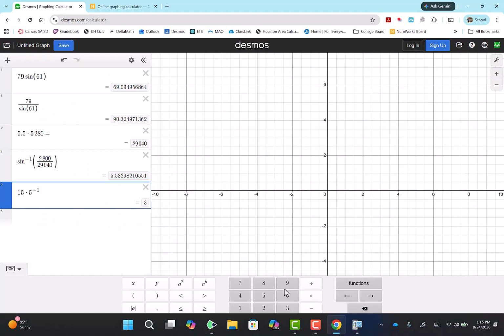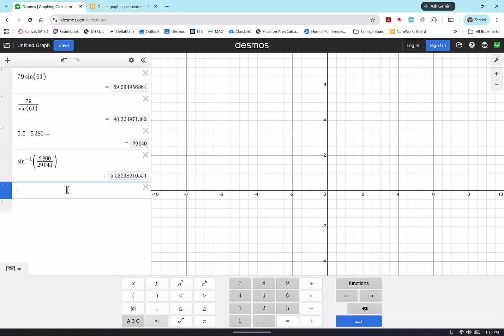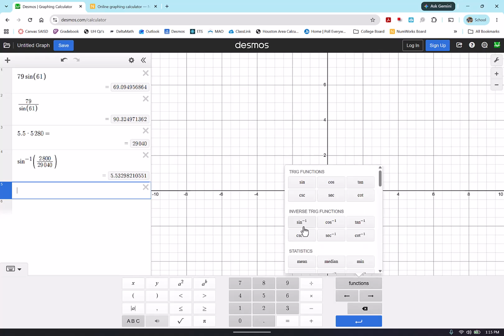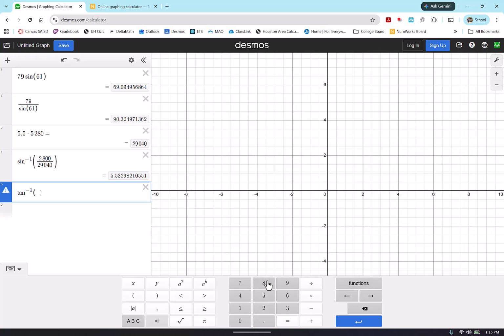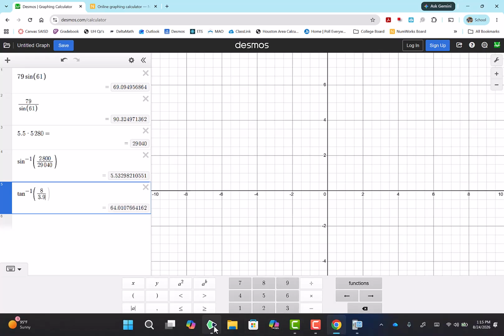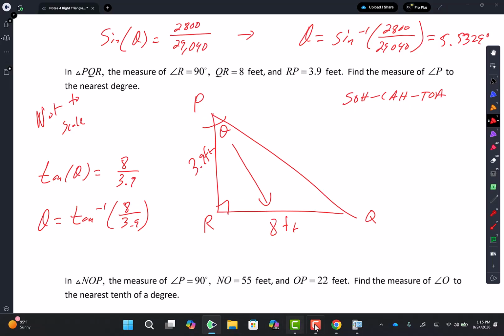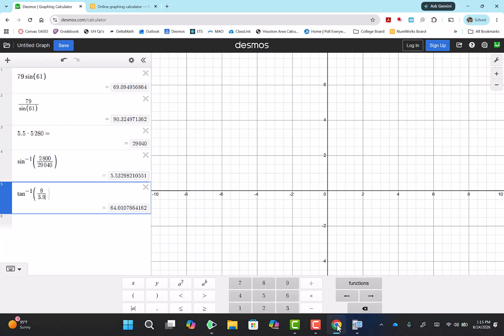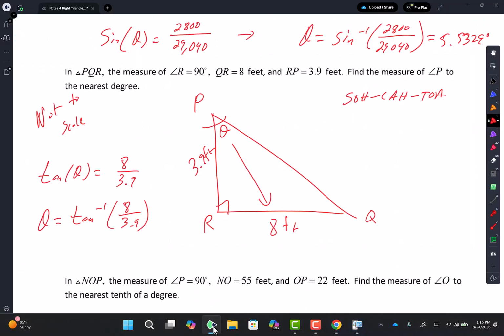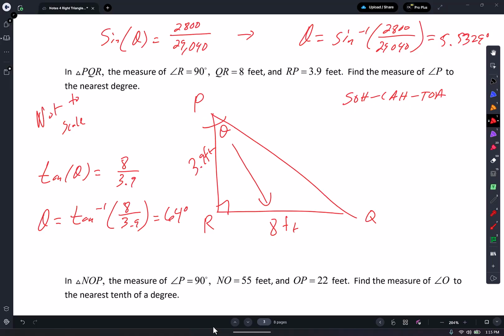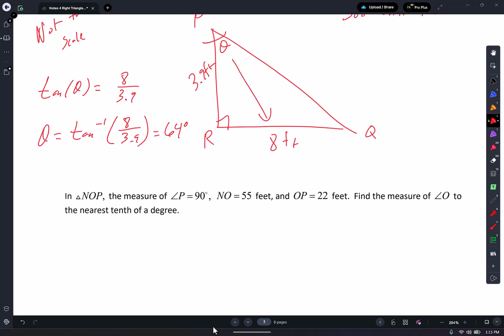So here we go. I'm going to take my little calculator and go inverse tan. Where are you, inverse tan? I already forgot. Was it 8 divided by 3.9? Yes. 64. Did it say how to round it? Nearest degree. So we're going to say 64 degrees. Ask me, guys. Ask me. Leave it. Oh, okay. All right.